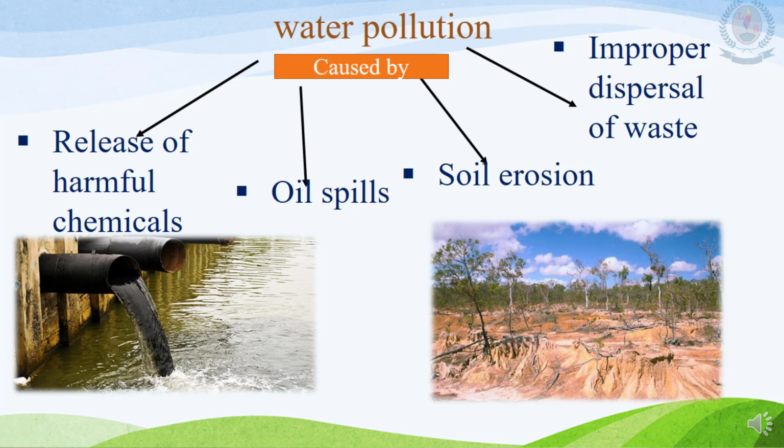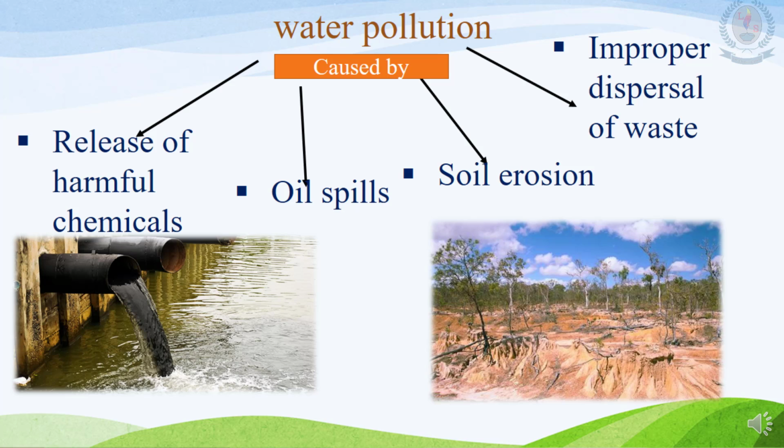The second one is oil spills. You may know children, serious oil spills happen when oil tankers accidentally leak oil into the ocean. So this oil affects wildlife. For example, by coating the bodies of birds with a thick layer of oil that reduces the bird's ability to fly and keep warm.